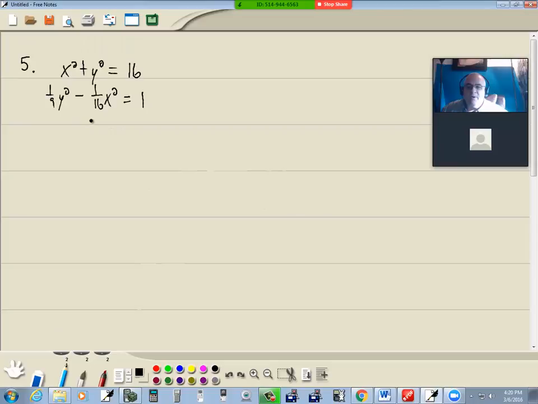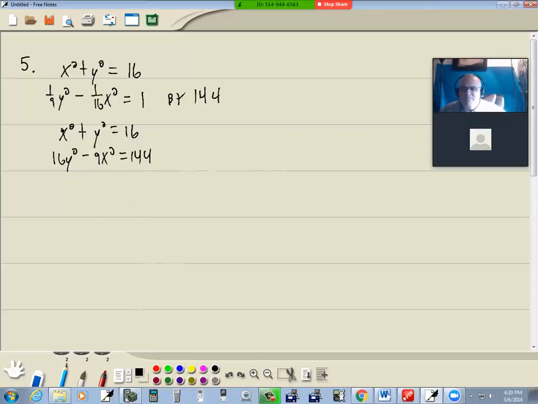Just like before, we don't want fractions. Those are never easy to work with. So I'll multiply everything by the LCM of all my denominators in the second equation. So I'll multiply everything by 144. So we got x squared plus y squared is equal to 16, and we got 16y squared minus 9x squared equals 144.